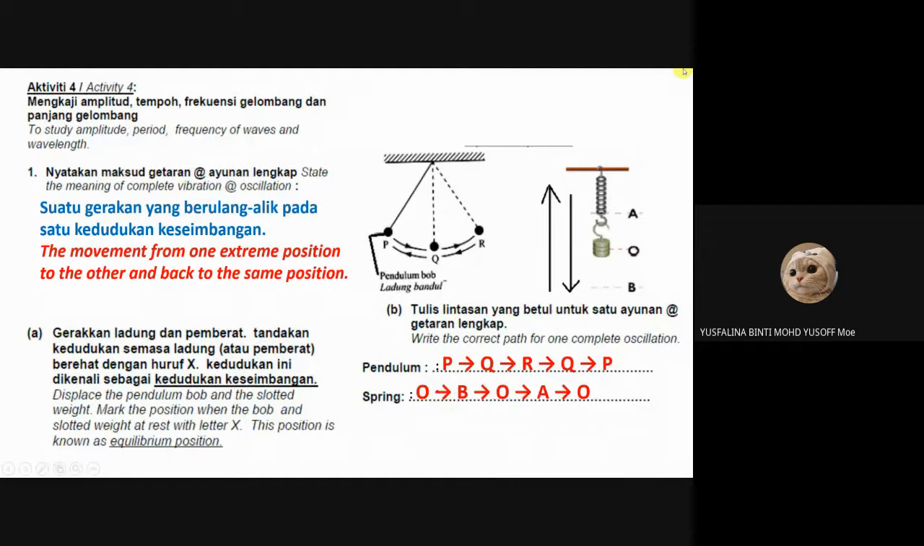So that's correct. So that is actually one complete oscillation. It starts from O, not from A. This is the equilibrium position. Then you drag it down, and then it goes back to O and back to A, then it goes back to O. O is the equilibrium position. Start from O, then go to B and back to O, then to A and back again to O. So this is called one complete oscillation.